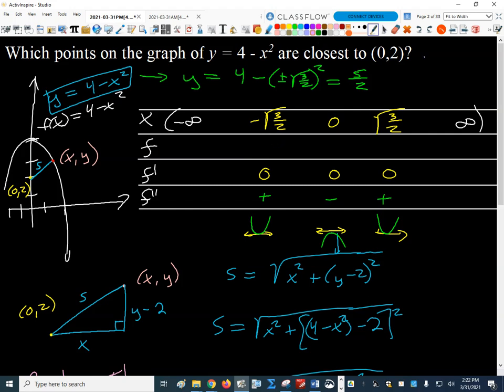run out of colors here. My 2 points would be negative square root of 3 over 2, all inside the radical, 5 halves, and positive square root of 3 halves, 5/2. Okay? Good? Give me 1 to 5 on that.